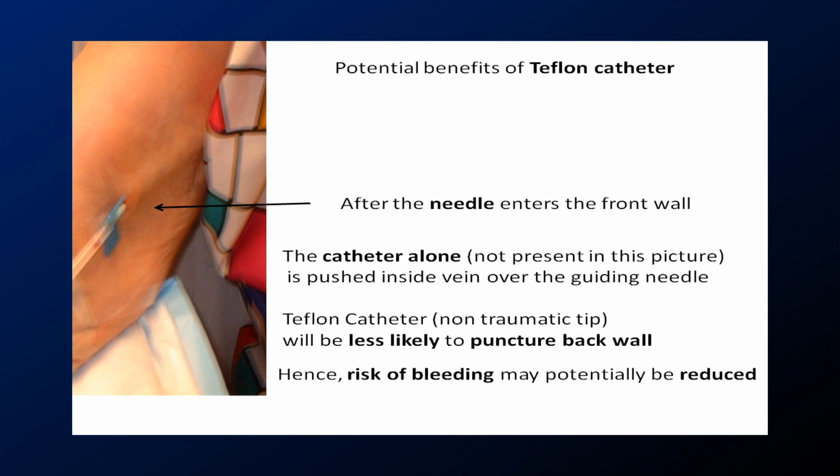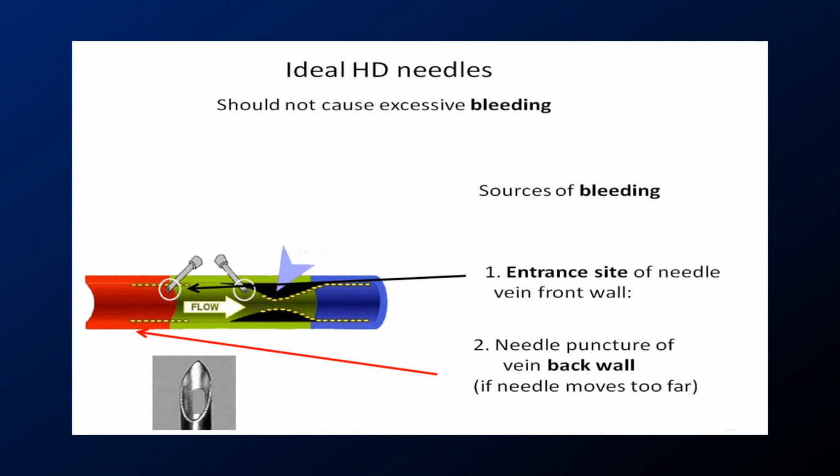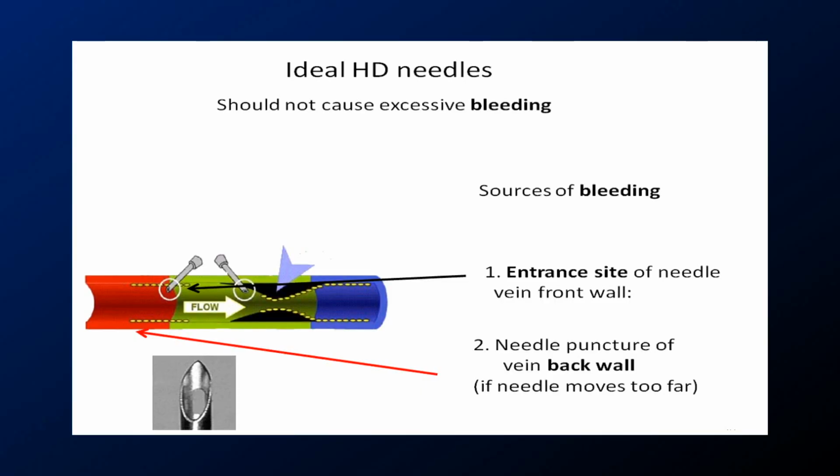And just imagine the size and the sharpness of the needle that we use. So if we have a non-metallic catheter like the Teflon catheter that we are discussing today, once the needle enters the front wall, the needle serves as a kind of guide so that we can push the catheter over it inside the vein. And because the Teflon catheter is not sharp, it cannot go through the back wall. Hence, it should reduce the risk of bleeding.